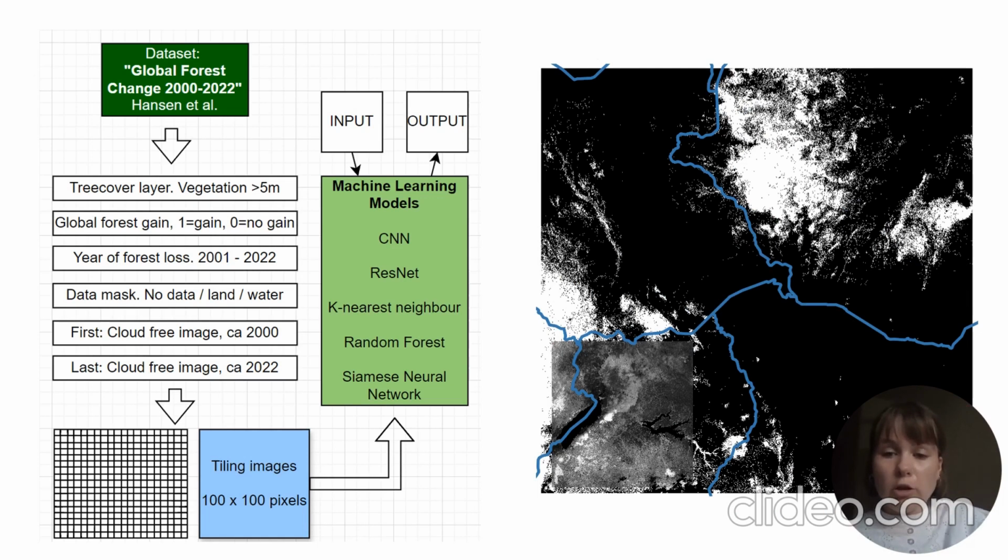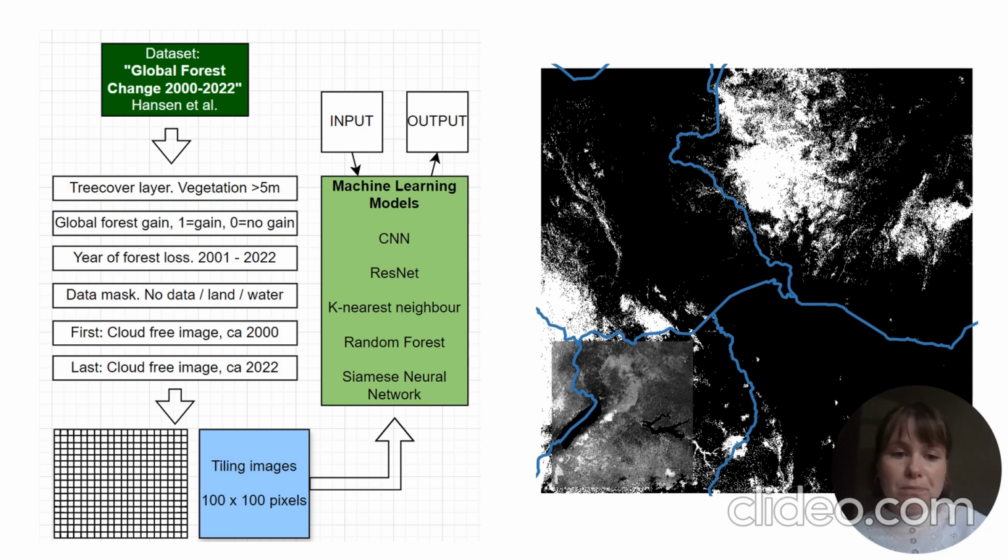machine learning methodology that we are using. And then on the top here, you can see that the dataset we are using is the Global Forest Change 2000 to 2022 from Hansen et al. And it consists of 6 different layers that we have been using. The first one is a tree cover layer, which has this encoded grid cells for vegetation above 5 meters.